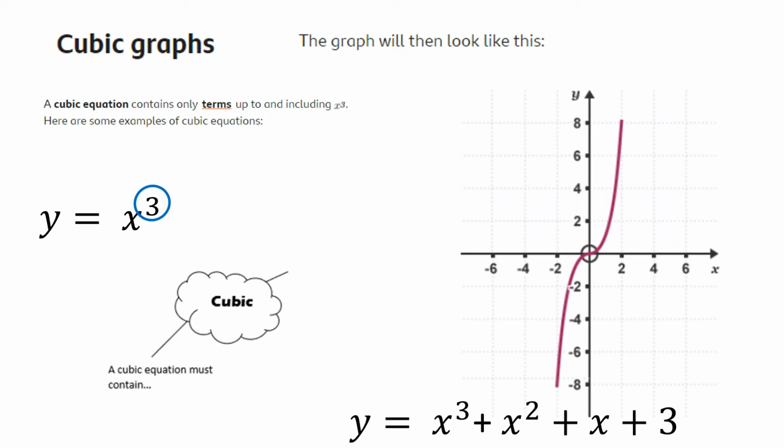In this one down here, y equals x cubed plus x squared plus x plus 3 is another equation of a cubic graph, and its highest power again is 3. y equals x cubed plus 4, again our highest power is the 3. These equations create an S shape.